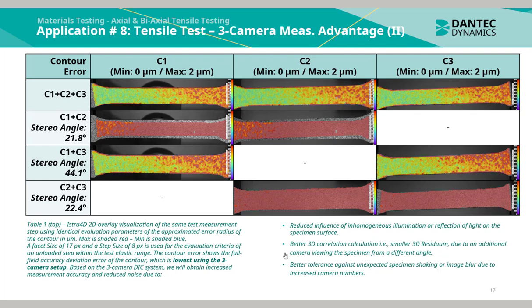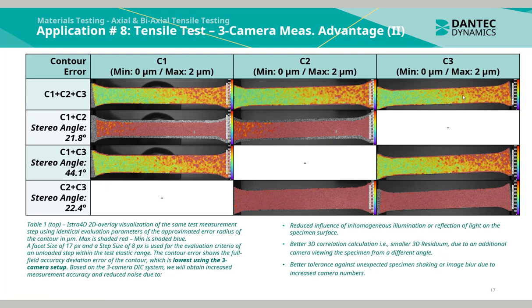A facet size of 17 pixel and a step size of 8 pixel is used for the evaluation criteria of the unloaded step within the elastic tensile testing range. The contour error shows the full field accuracy specimen error of the contour, which is the lowest using the 3-camera setup, as can be seen in the top row.